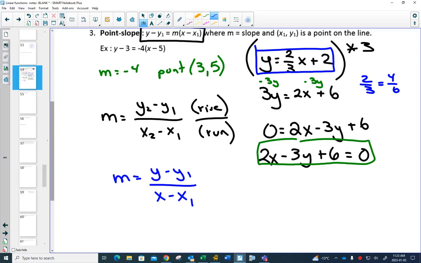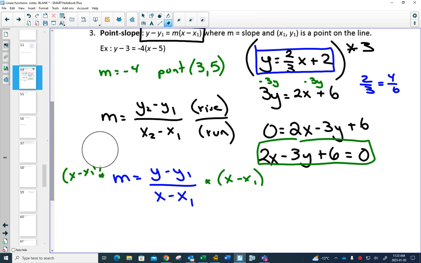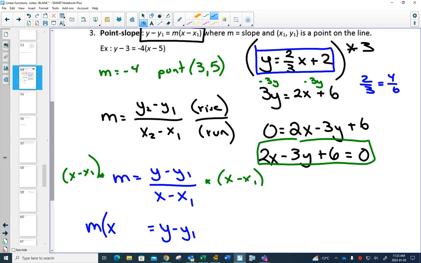But the reason this isn't another form is because if you now multiplied both sides to get rid of the fraction, and you see that if I multiply by x minus x1, it would get rid of the fraction. What would I be left with? On this side, I'd be left with only y minus y1. On this side, I'd be left with m times x minus x1 if I didn't multiply it out. And that is exactly that equation. So the point slope form of the equation is just your slope formula rearranged.